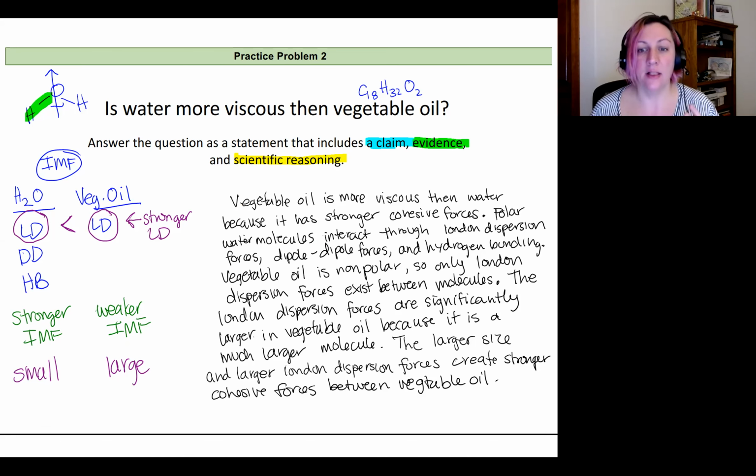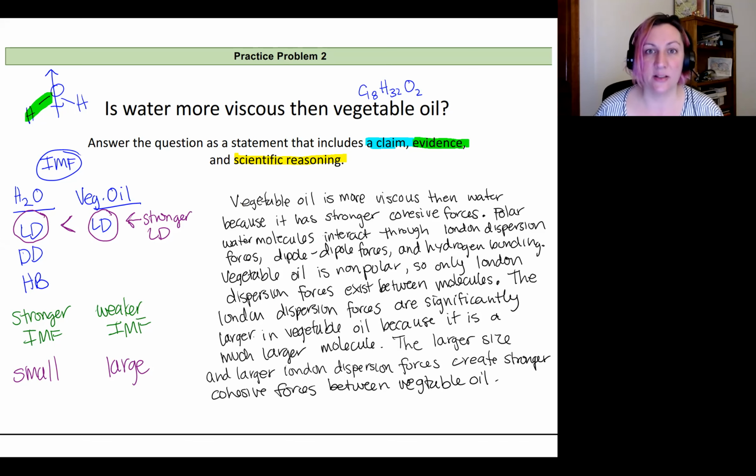molecules. The London dispersion forces are significantly larger in vegetable oil because it's a much larger molecule. Now, the larger size and the larger London dispersion forces create stronger cohesive forces between the vegetable oil molecules. So in this one, I tried to write it differently too, so not the exact same line of argument. I tried to make it as different as I could.